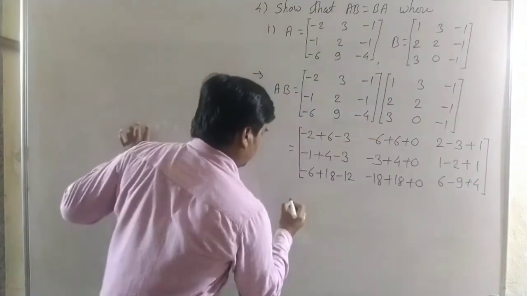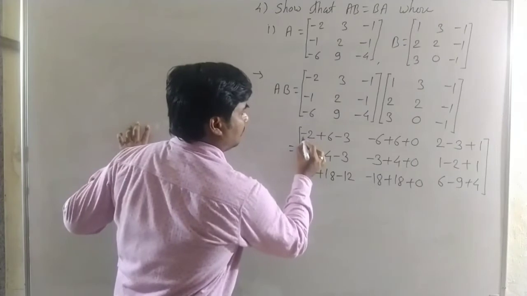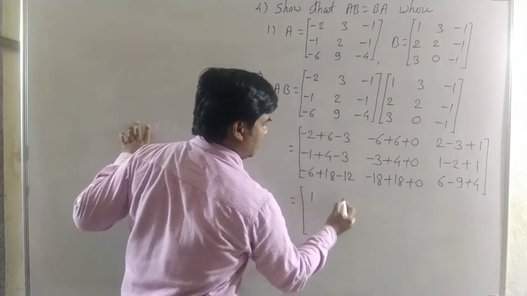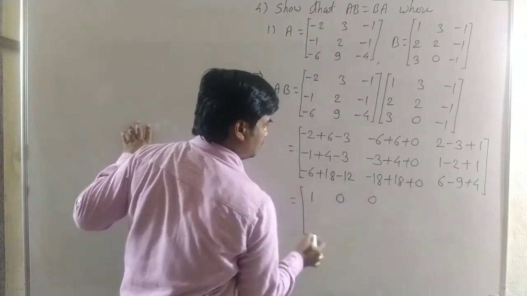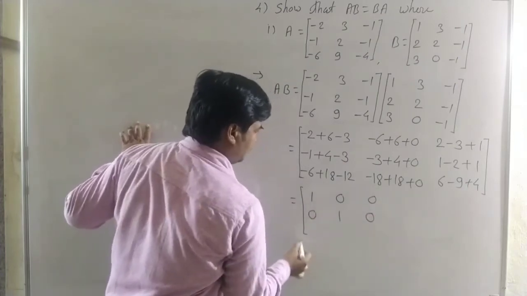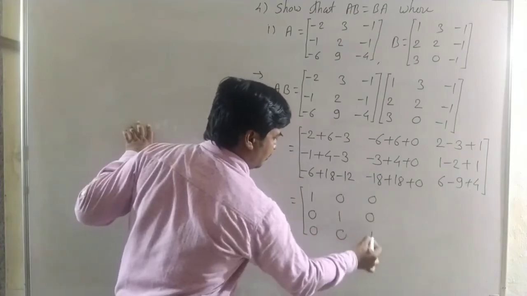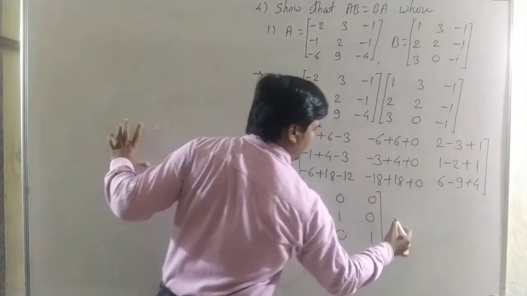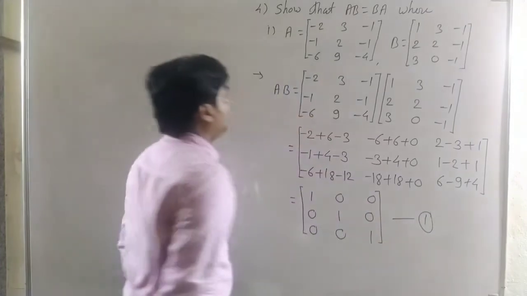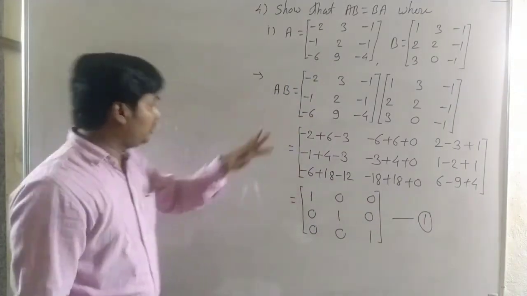Okay, and then here it is 1, 0, 0; 0, 1, 0; and 0, 0, 1. And now it is equation number 1, A into B. Now we find B into A.